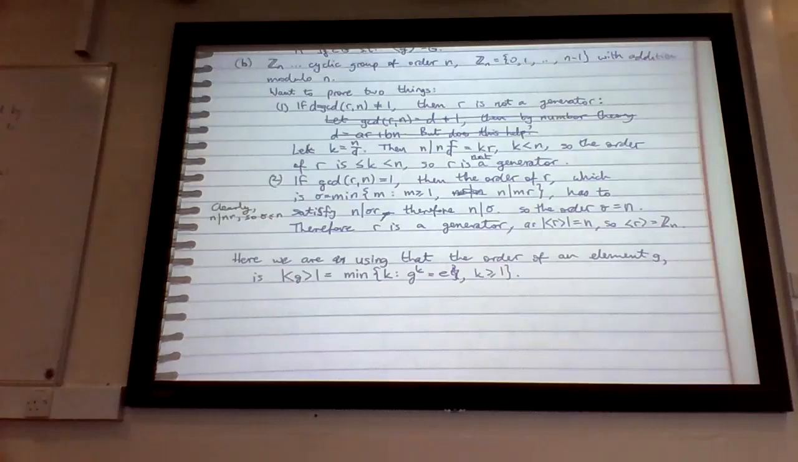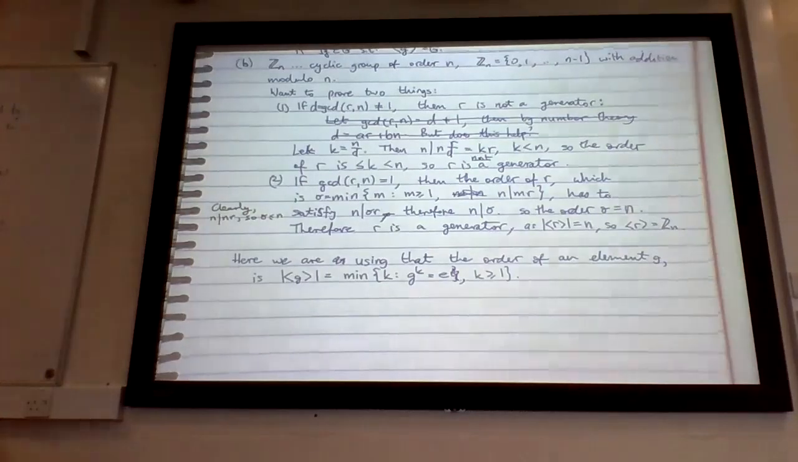So that was the 6th marker. That was perhaps the hardest part of this question, I think. It's a textbook argument, if you happen to know groups.